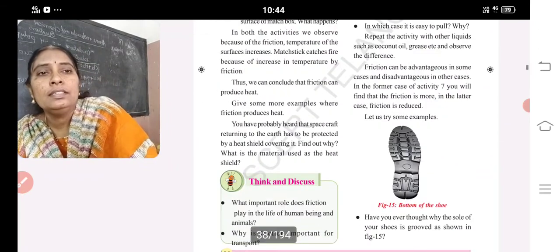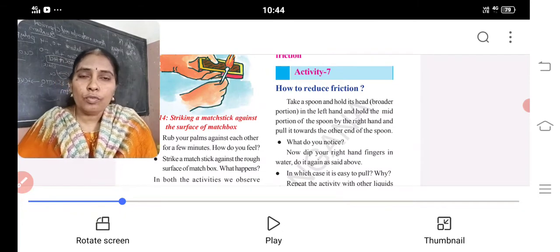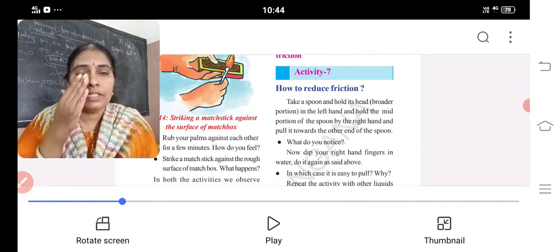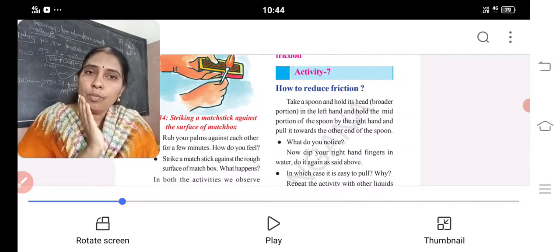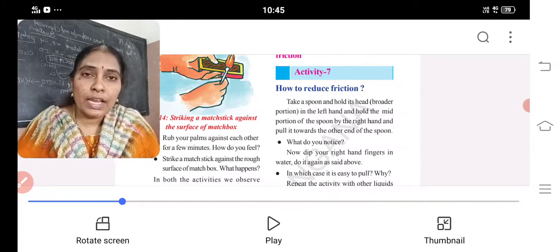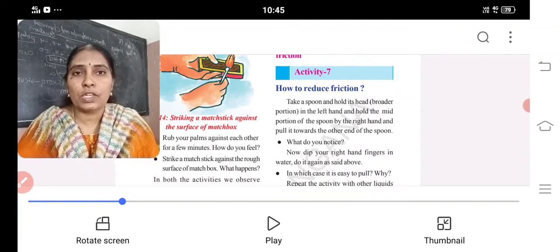And next, how to reduce the friction? How will you reduce the friction? Already we discussed in our first lesson: by adding lubricants, oil, grease and ball bearings, and the shoe will have a grooved surface. All this helps us to get a good grip, and it reduces the friction.